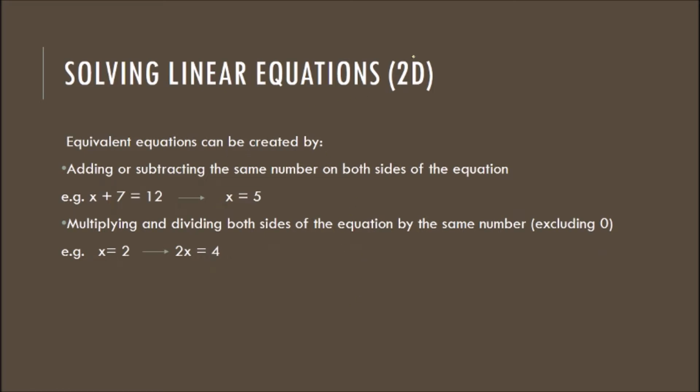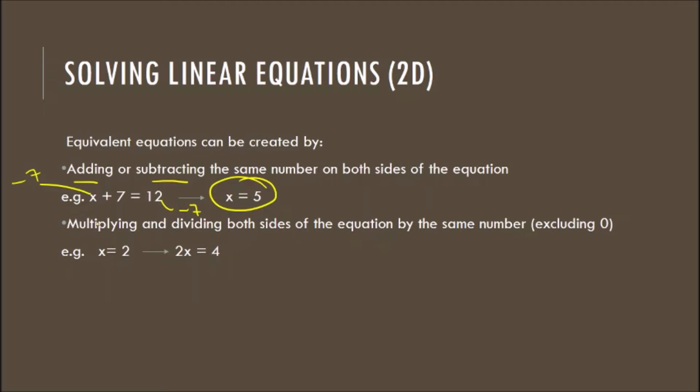So solving linear equations, like I said, is exercise 2D. So equivalent equations can be created by adding or subtracting the same number on both sides of the equation. So what do I mean by that? Here we have the question x plus 7 equals 12. An equivalent equation, if I was to subtract 7 from both sides, so I subtract 7 from here and I subtract 7 from here, it would give me that, and these two would be considered equivalent equations.